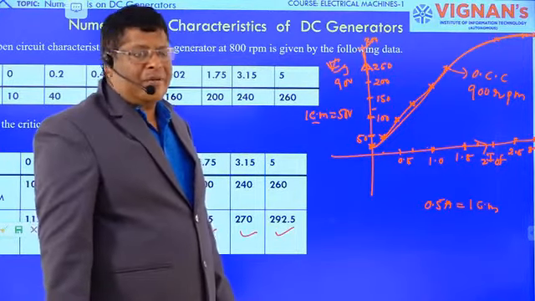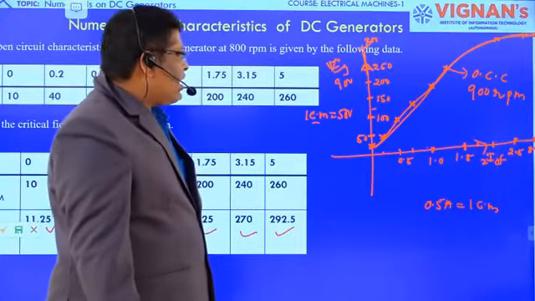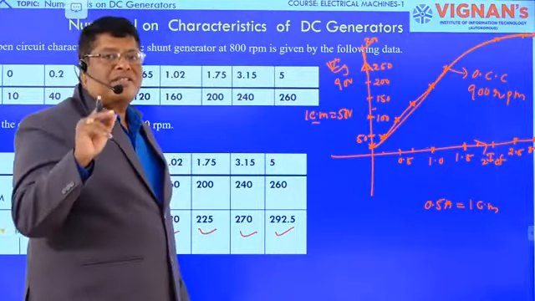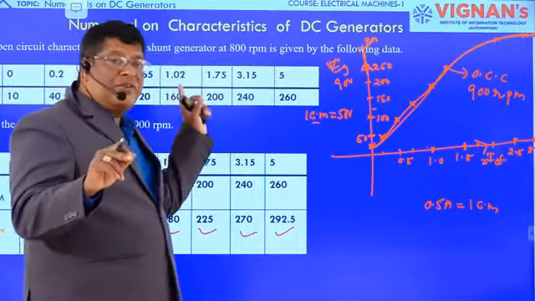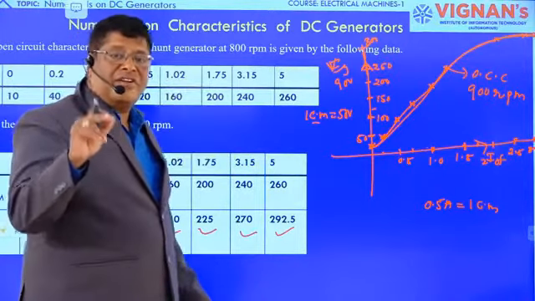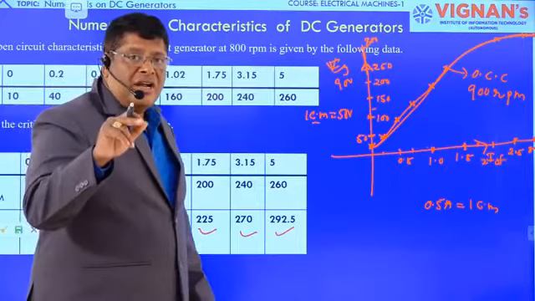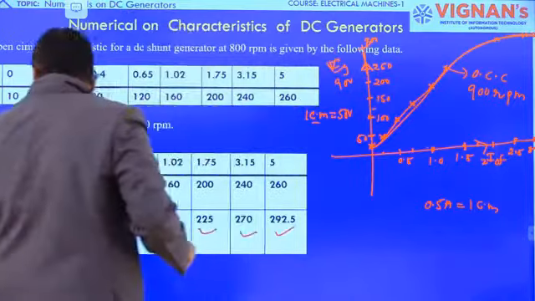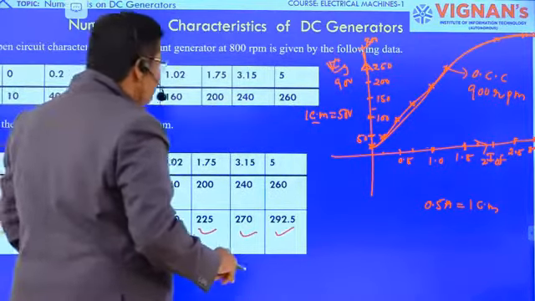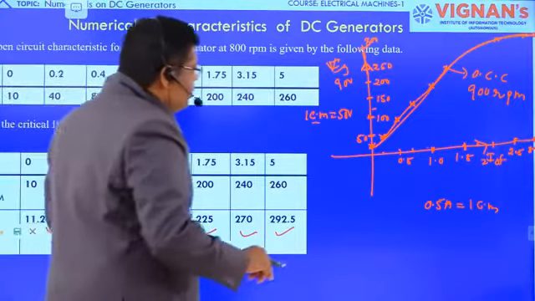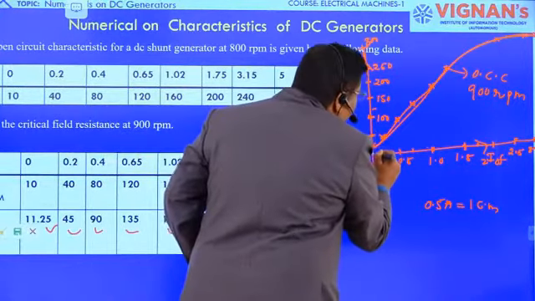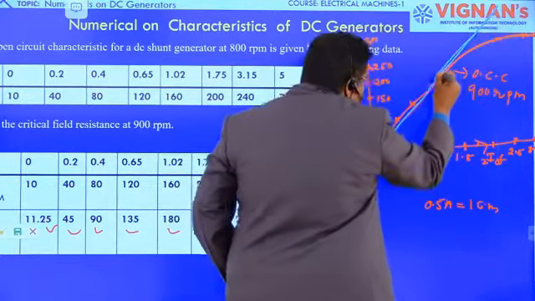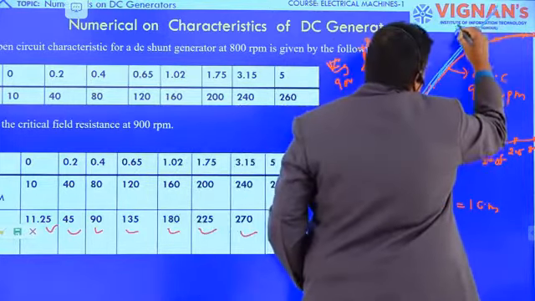At 900 rpm, now you draw a resistance line. The critical field resistance is the field resistance of a shunt field generator at which the line is tangent to the most linear portion of the curve. See here, this is the linear portion. So for this linear portion, you draw a tangent. This is the critical field resistance line.